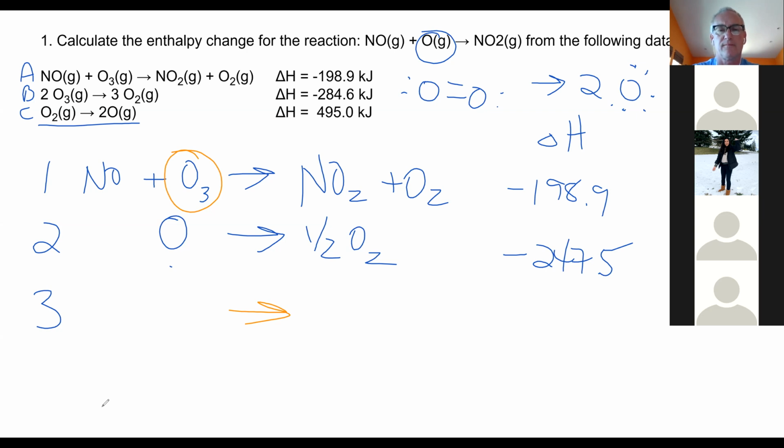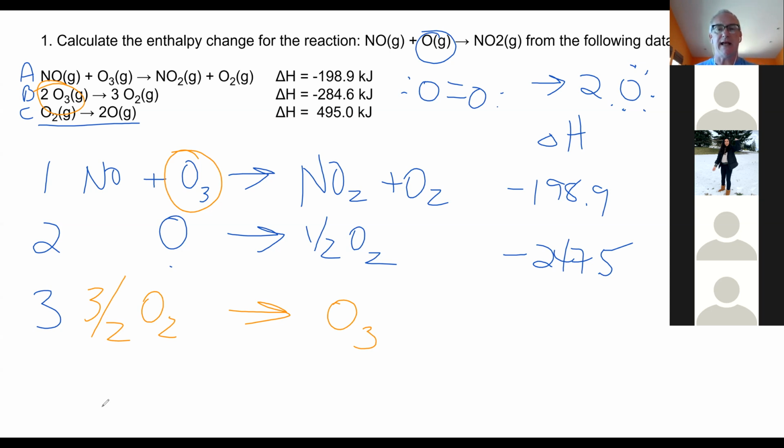Change the sign of the heat, delta H. Well, yes, when we flip it, we automatically change the sign of the heat. Divided by 2. Yes, we also need to multiply it by 1/2 because there are 2 moles of ozone in reaction B, and we only want 1. So we'll have 3/2 moles of oxygen making 1 mole of ozone.